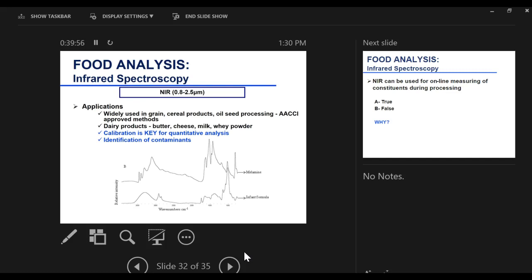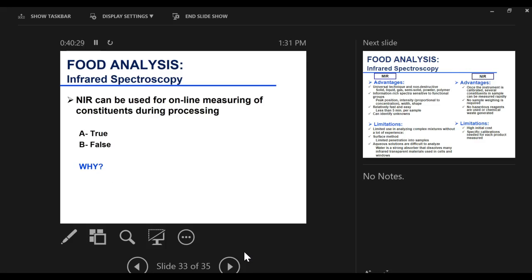So near IR is used a lot in grain and cereal products and oilseed processing. It is an approved method, AACCI approved, but again requires calibration. For dairy products as well, a lot of these products include butter, cheese, milk, whey powder. So yes, we said that already. It can be used for online measurement. It's quick, fast, non-destructive. That is why. There are lots of advantages and disadvantages, so you can read that on your own. And that would be the end of that.